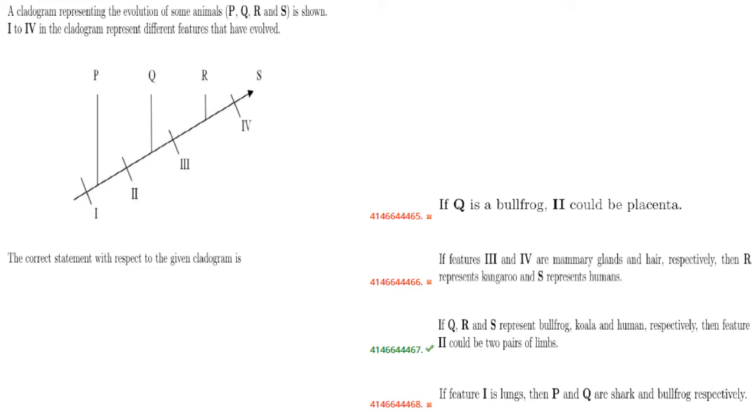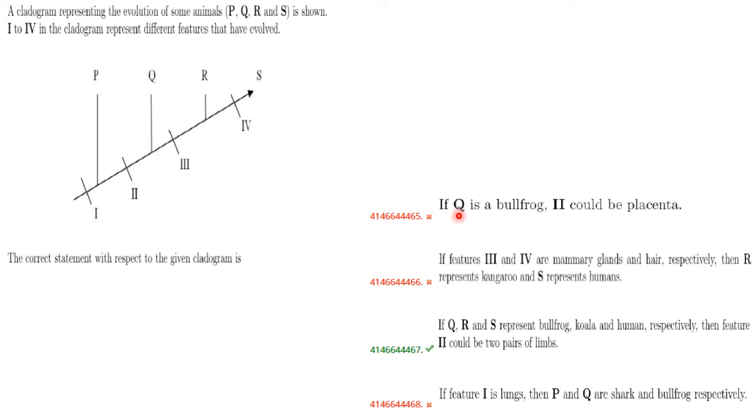Coming to the first question. A cladogram representing the evolution of some animals P, Q, R, S is shown. 1 to 4 in the cladogram represent different features that have evolved. The correct statement with respect to the given cladogram is.